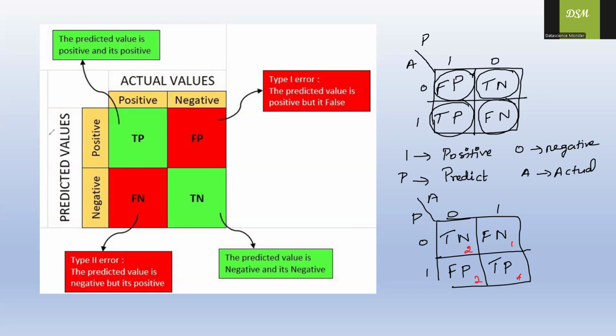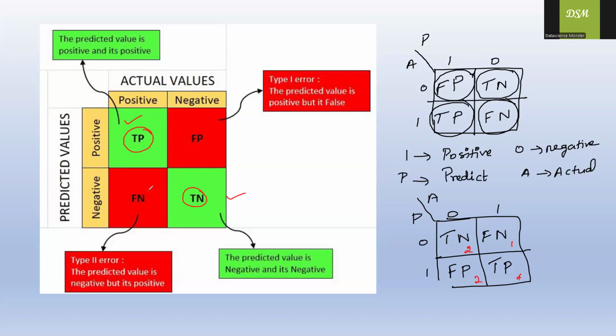Right? So the same thing you can see here. Predicted positive, actual positive. So true positive, simple. Let's come here. Predicted negative, actual negative, true negative, simple. Predicted negative, actually positive. So false negative.